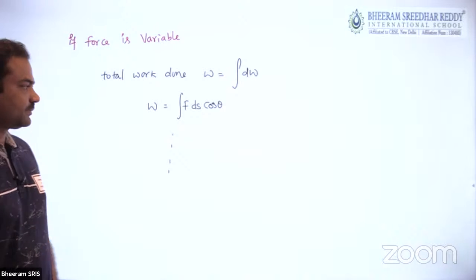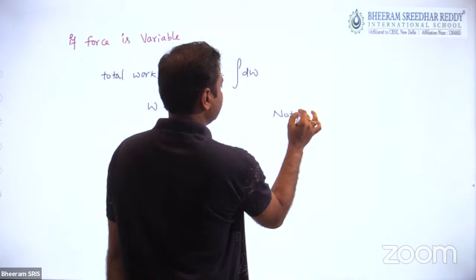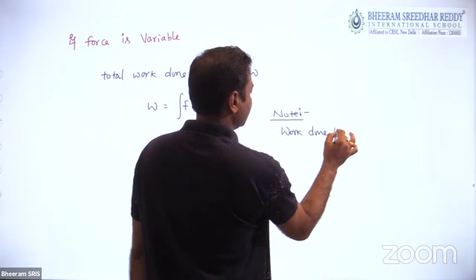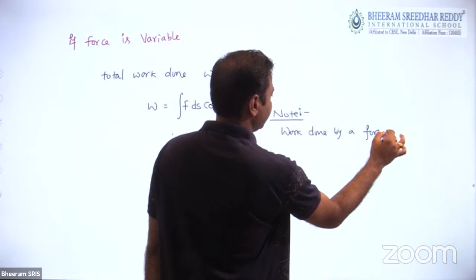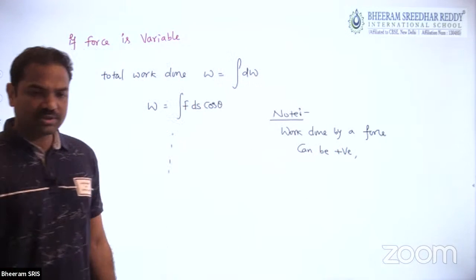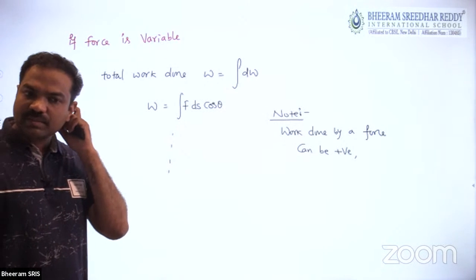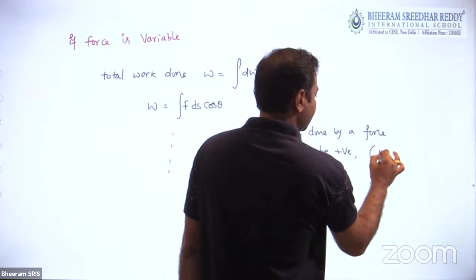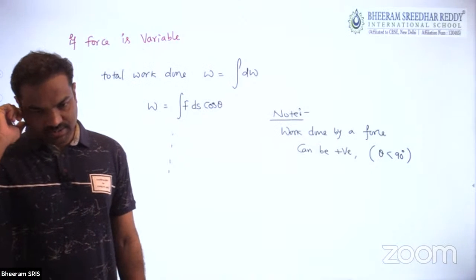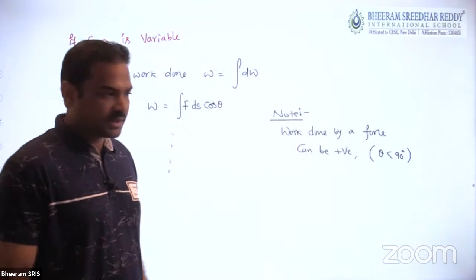Okay? So now make a note related to work done. As it is a dot product, work done by a force can be positive. Work done by a force is positive when theta is less than 90. If theta is less than 90, what is the cos theta value? Cos theta value is positive, so that's why work done can be positive.